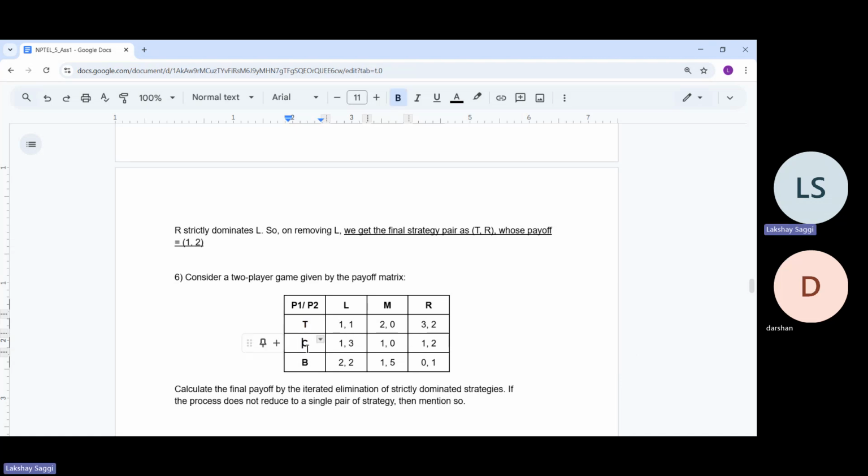Similarly, let's check between the strategies C and B. If the column player played L, then B is a better choice than C because 2 is greater than 1.